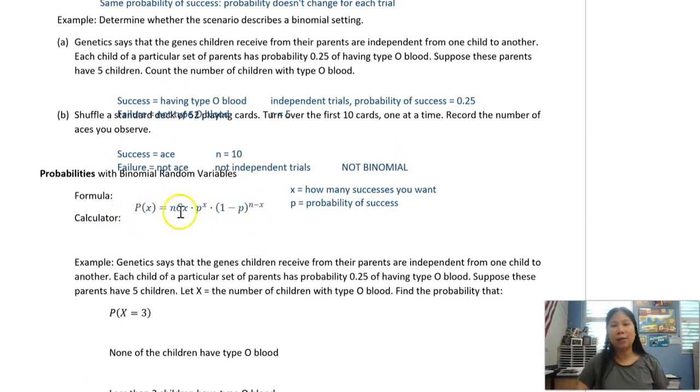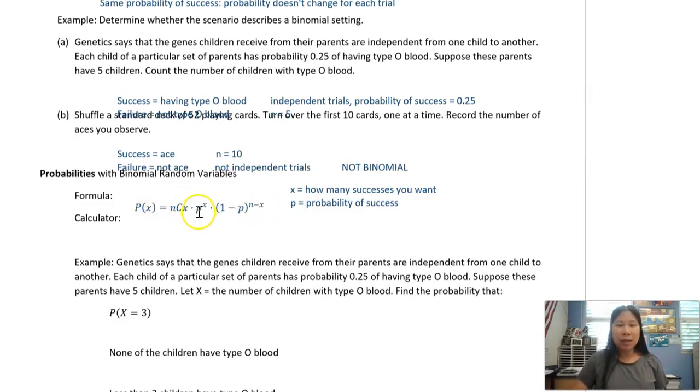So we have the probability of X. X stands for how many successes you want, and that will be given to you in the question. To find it, we're going to find NCX. Remember, this was the combinations that we had last chapter. N is the total number of times we're doing something, which we talked about earlier: how many trials you're going to have total. C is for combinations, and X is whatever number they're asking about.